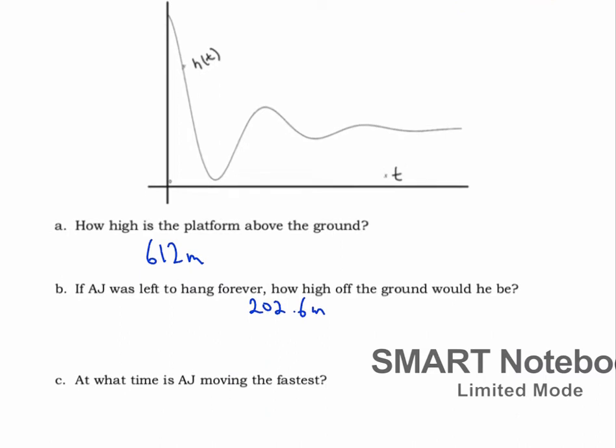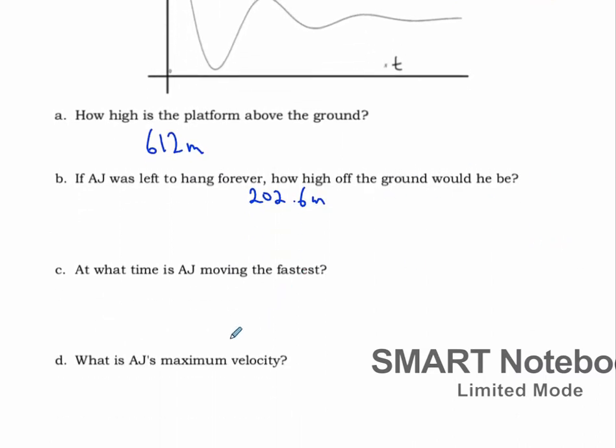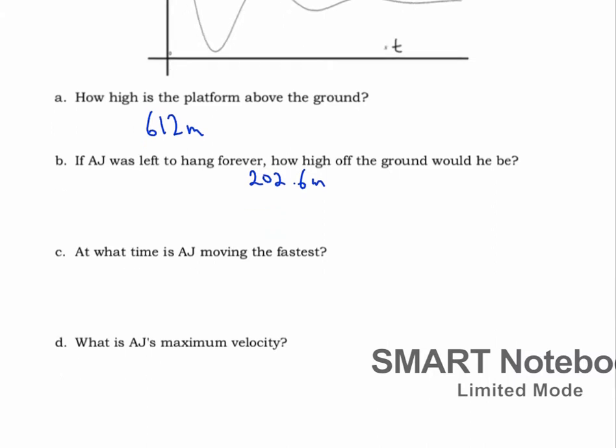And next question is, at what time is AJ moving the fastest? And I'm going to show the next one. What's his maximum velocity? So those are two different questions. One's talking about speed, and one's actually talking about the velocity.